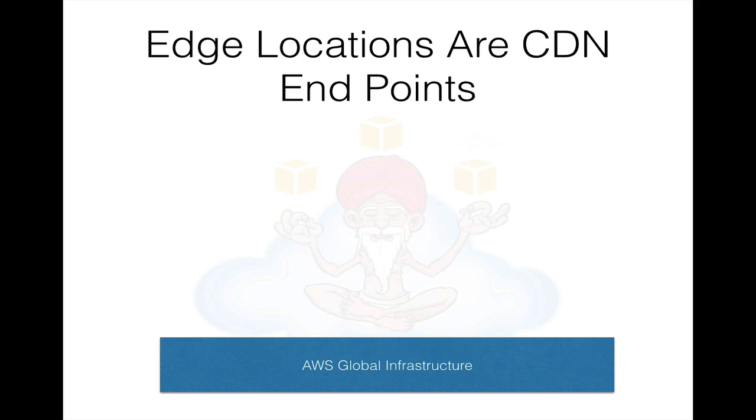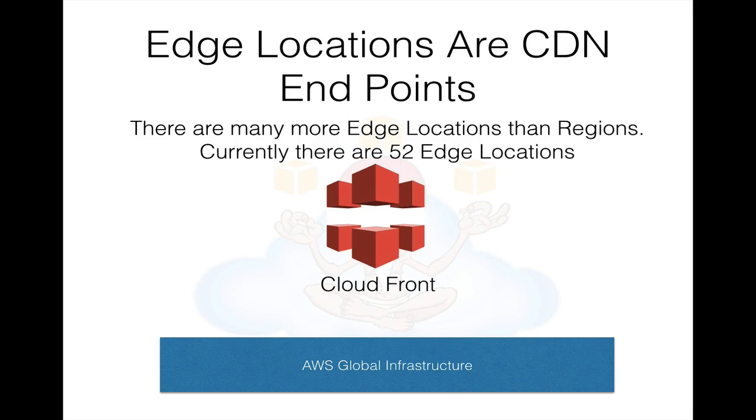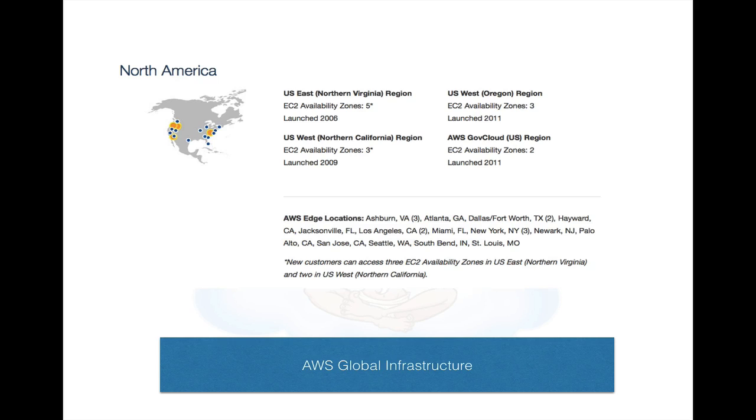Edge locations are CDN endpoints. Basically, there are many more edge locations than there are regions. Currently, there are 52 edge locations around the world. These edge locations are used by CloudFront to cache files near the user where they access them. For example, if you are watching a movie on a website, it would be inefficient for users in Australia to access this movie if the movie was based in the United Kingdom. It would be much more efficient to cache that movie file at an edge location nearer the user. This reduces latency and increases the speed of the website. We'll explore this concept more in the next section when we discuss CloudFront.